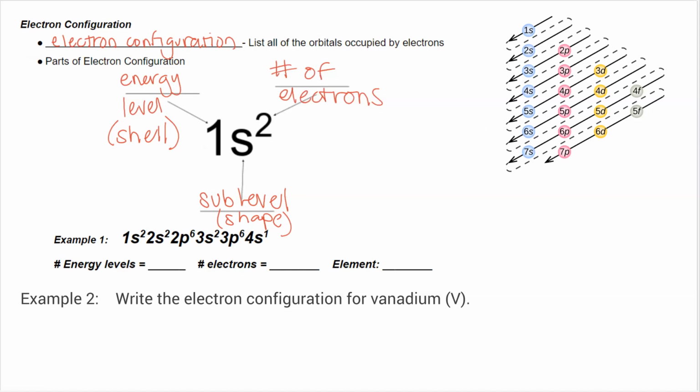Okay, so let's try example number 1 together. So if we look at this electron configuration right here, 1s2, 2s2, 2p6, 3s2, 3p6, 4s1. How many energy levels do we have here? How many total energy levels are there? Remember, the energy level is the number out front. Go ahead and try it yourself and put your answer in the chat.